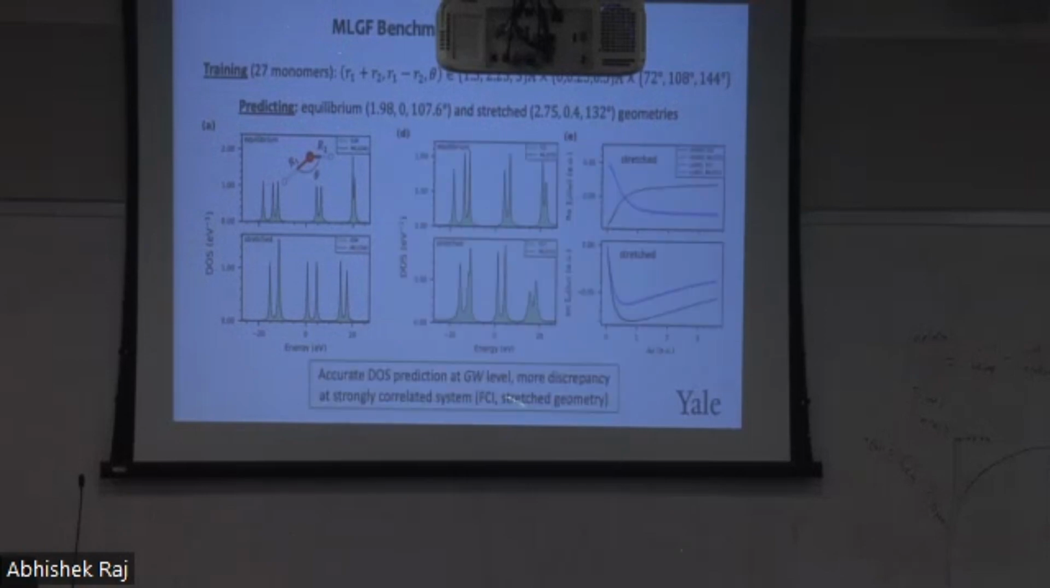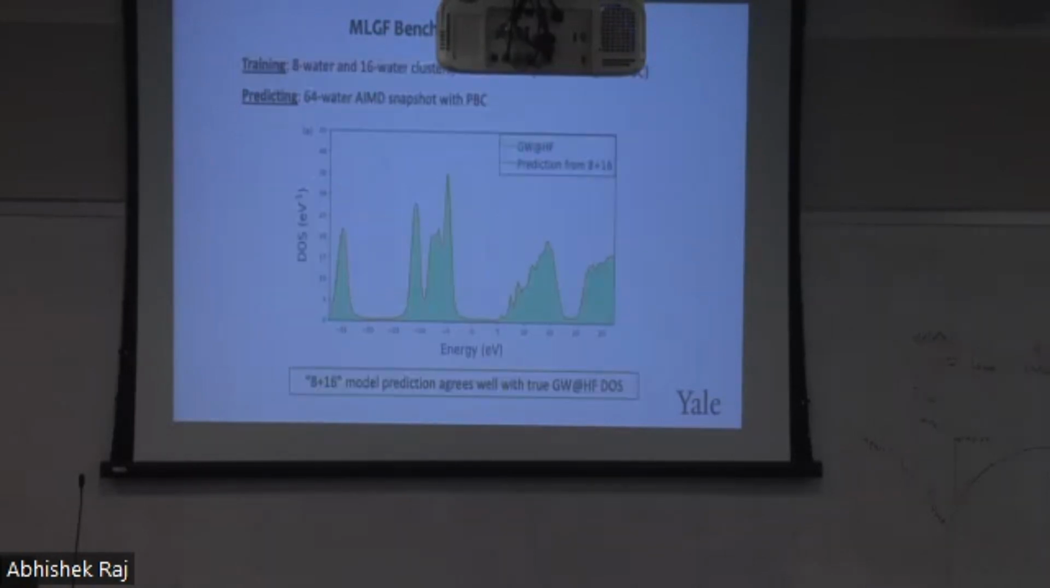If you go to the FCI level, the agreement becomes less satisfying, but you still see the main peaks of the spectrum are there. There is some error, but not huge. And you can also see that in the FCI stretched geometry situation, you will have some orbital renormalization. See in these orbitals, they're not nice quasi-particle peaks. Instead, they are broader peaks because of the correlation. And here I'm just showing you the self-energy predictions. Pretty good.